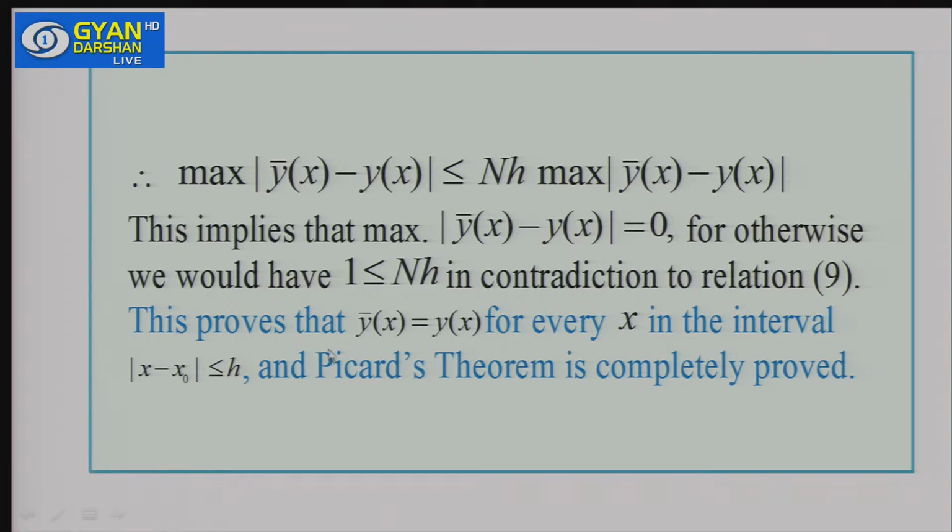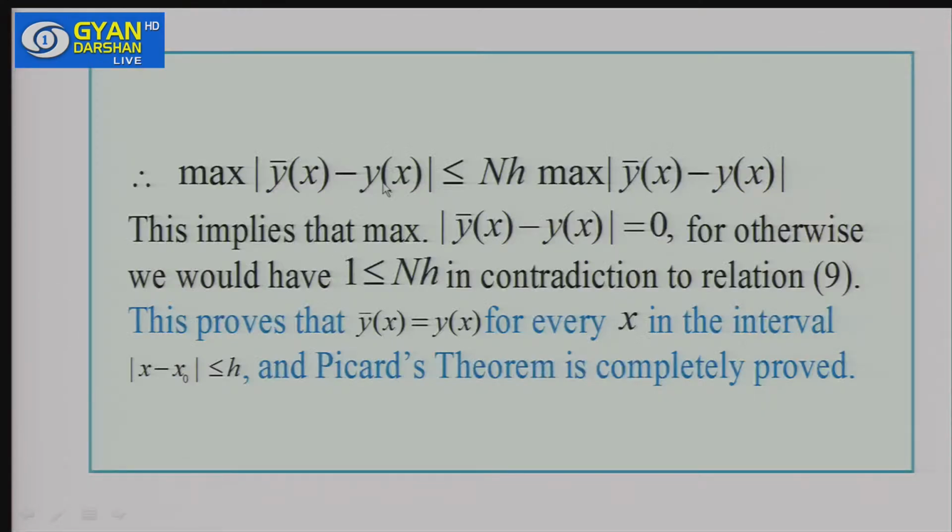So that's how we have shown uniqueness in Picard's existence and uniqueness theorem. So this is unique. At the end of the day, we are showing y bar and y are both the same, as per our roadmap. Okay, so this completes the proof.